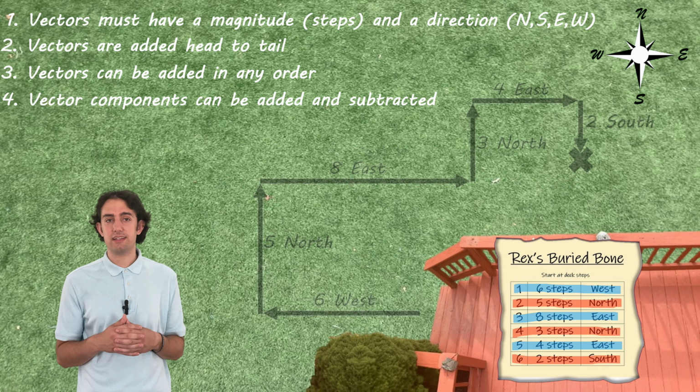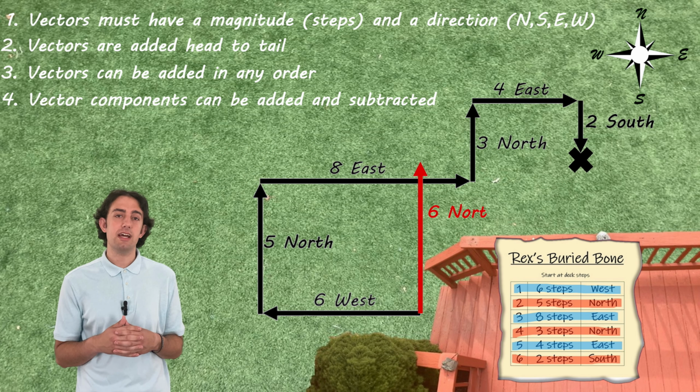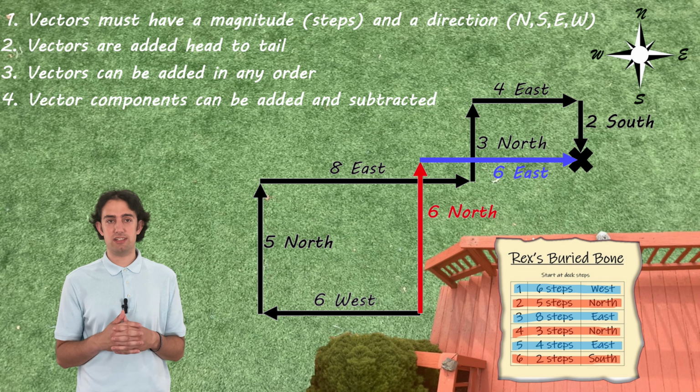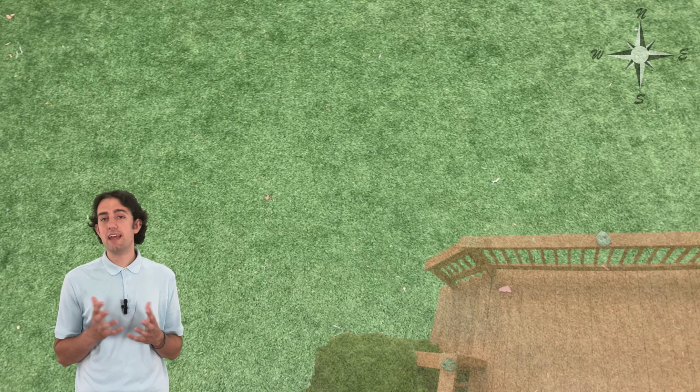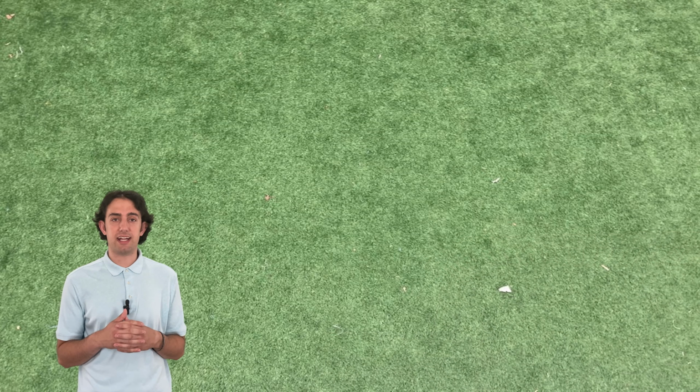If we start at the deck and walk 6 steps north, followed by 6 steps east, we end up in the same location as we did when we followed the treasure map, but in a more direct and efficient route. In the next video, we will discuss vectors that do not go nicely along one axis.